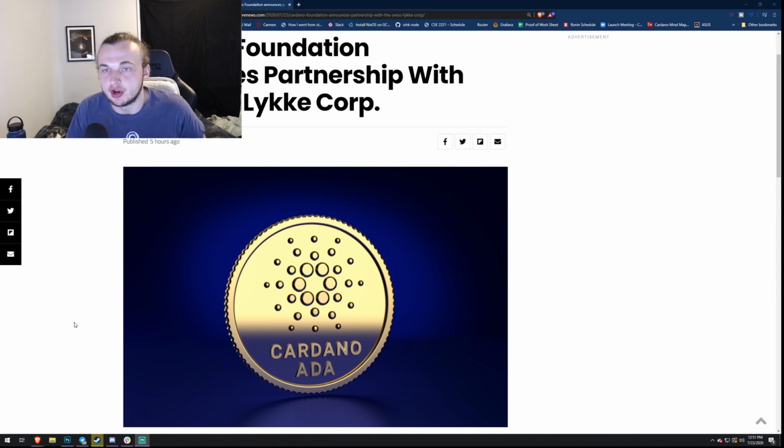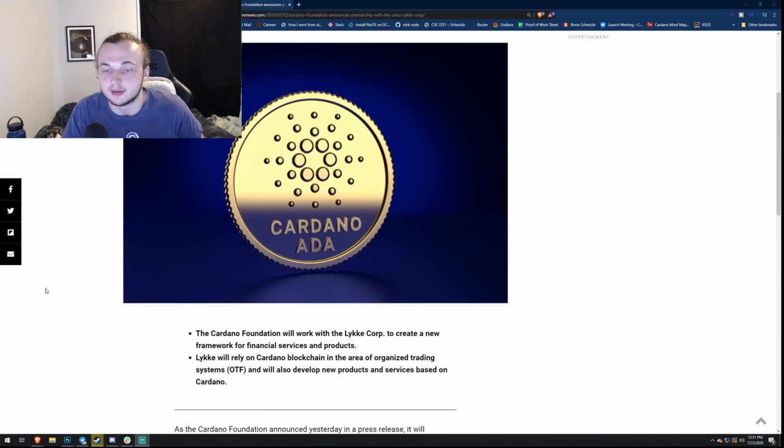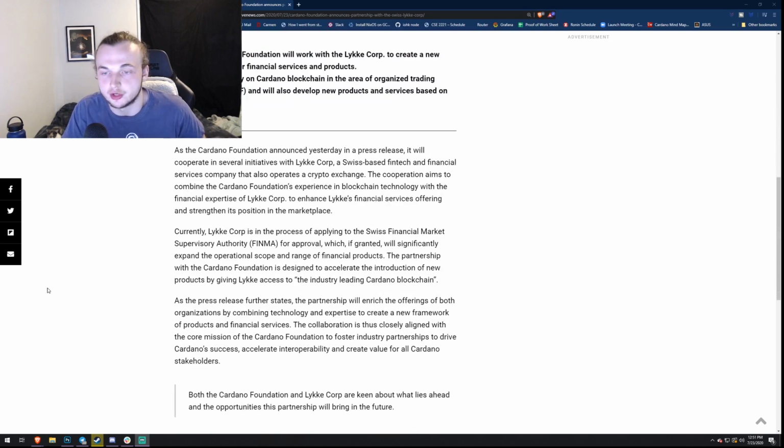So the next thing I wanted to talk about today is the Cardano Foundation announces a partnership with the Swiss Like Corp. I'm sorry if I pronounced Like wrong. But this is a really short article and I just want to go over this today because it is important. These partnerships do mean a lot.